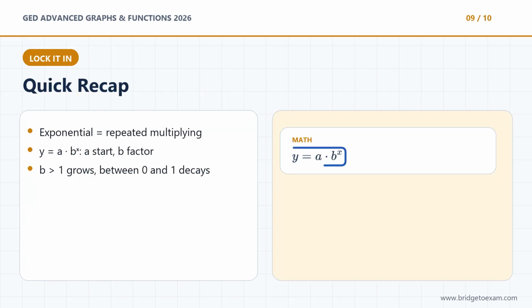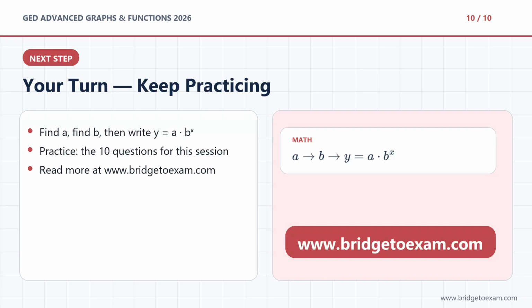Let's lock it in. Exponential change multiplies by a fixed factor each step. The model is y equals a times b to the x, where a is the start and b is the factor. A factor above 1 grows, a factor between 0 and 1 decays. And always evaluate the exponent before multiplying. Exponentials. Understood.